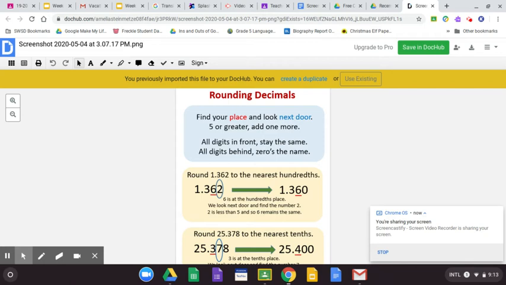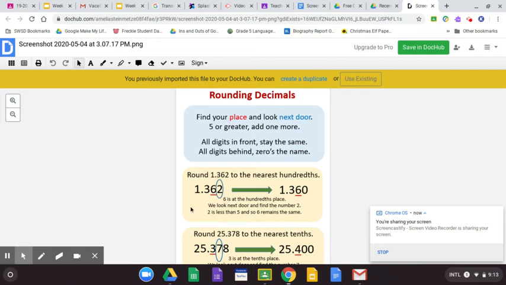So here is just a great resource. If you get stuck when you're actually doing it, I would pause and read over this and have this next to you. You find your place and you look next door. If it's 5 or greater, you add one more, so you go up to the next place value. All digits in the front stay the same. All digits behind become 0, so you add zeros on all the ones that are behind.